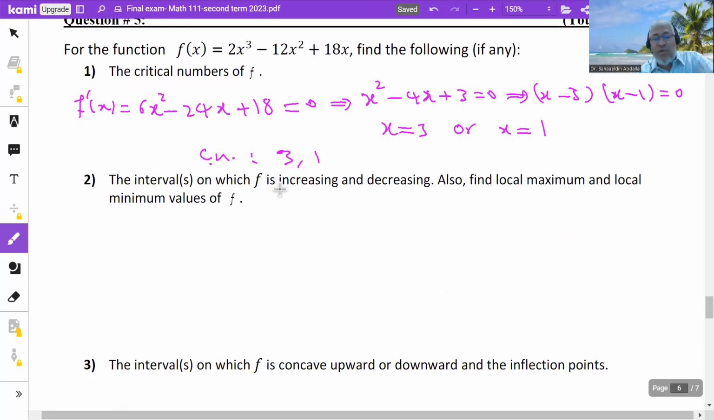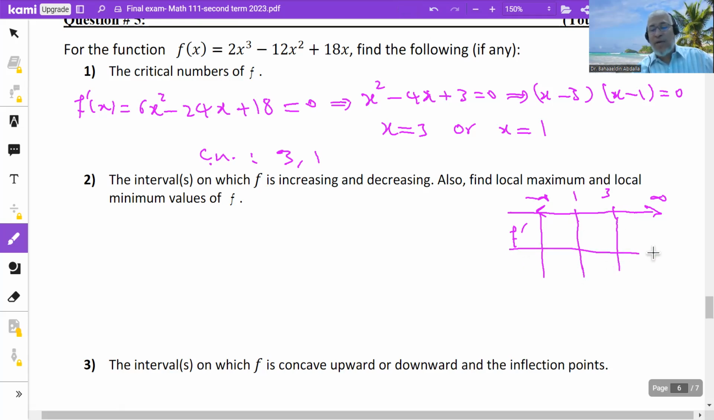The intervals on which f is increasing and decreasing. To find these intervals, we need to use the first derivative test. And to use the first derivative test, we need to test the signs of f prime. So this is from negative infinity to infinity. This is the real line. And we put the critical numbers here, and we test the signs, because whenever f prime is positive, then f is increasing. And whenever f prime is negative, then f is decreasing.